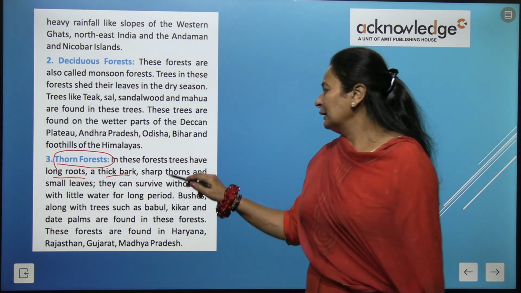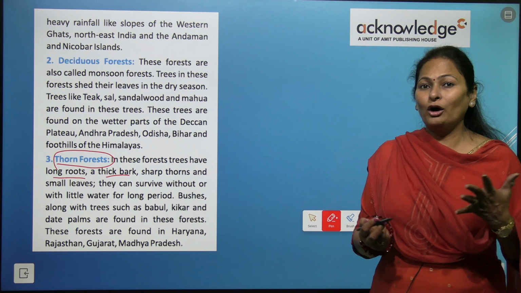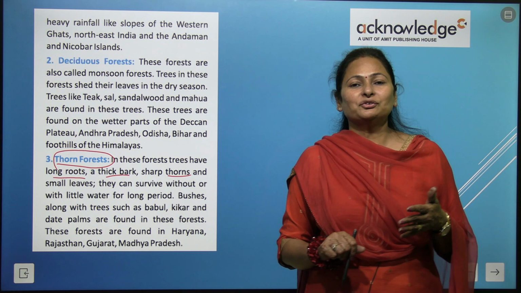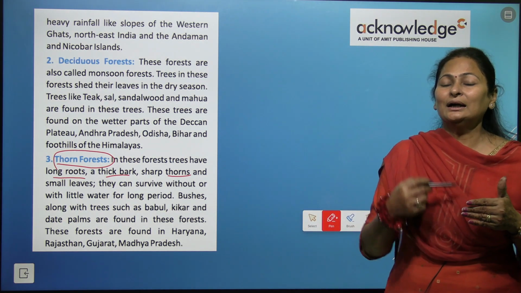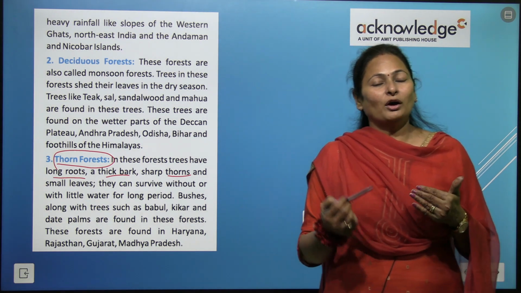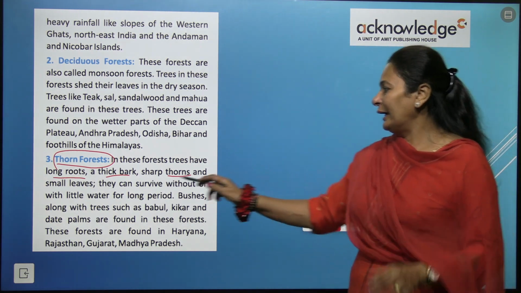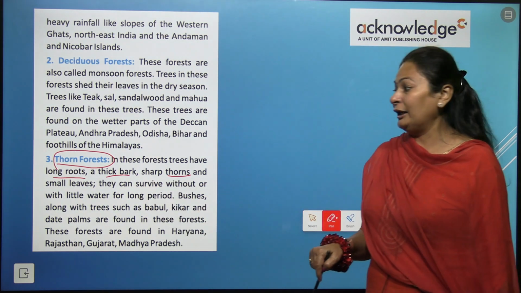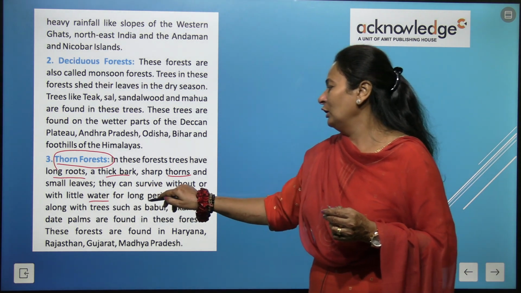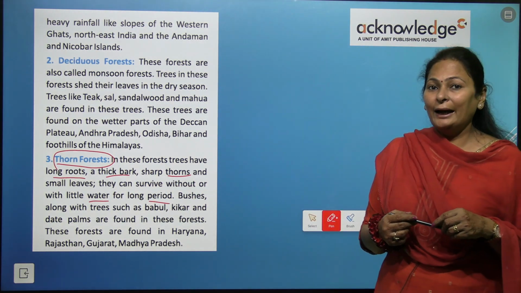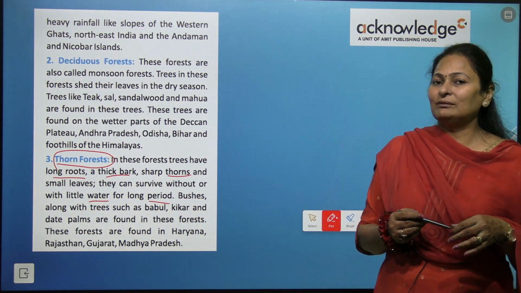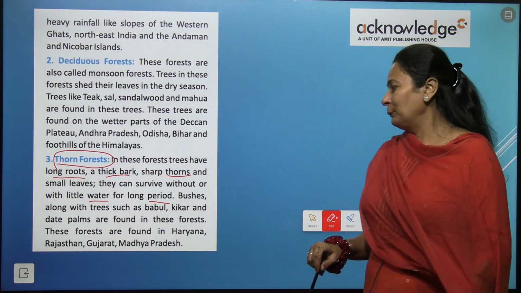So, a thick bark, sharp thorns, and small leaves. I told you that these plants or trees have thorns to reduce the evaporation of water, so that water can be conserved, and with small leaves they can survive with very little water for a long period of time. It happens because of these thorns and the deep roots of the plants, right?